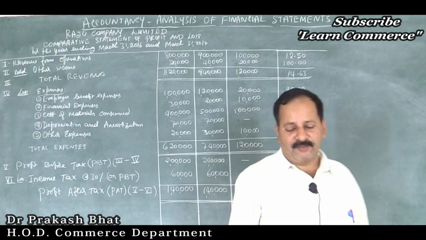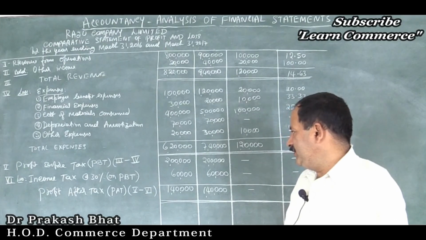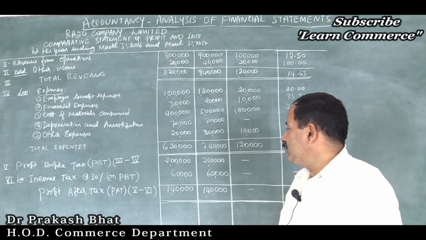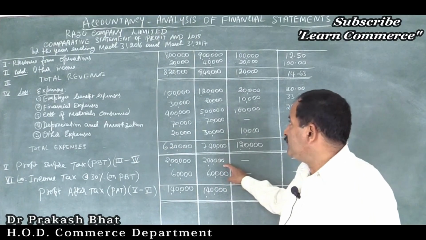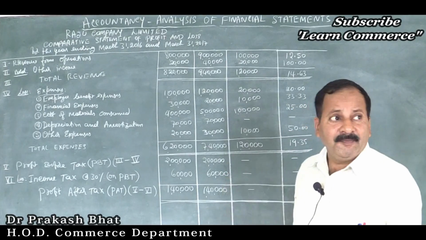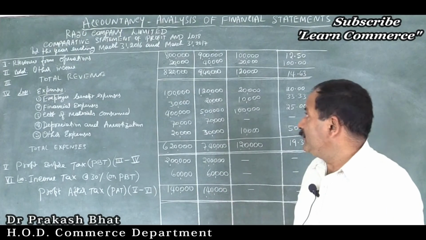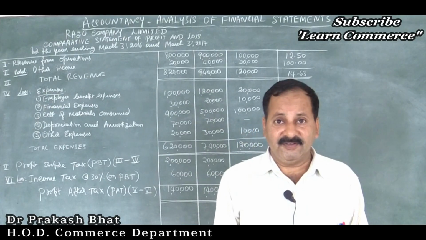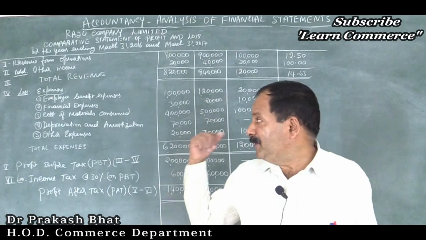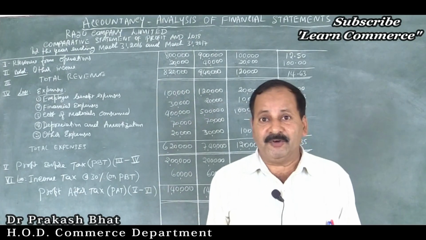Your problem is solved, friends. And this is how you have to calculate how much is the profit, how much is the loss, isn't it? So here you got profit before tax 2 lakh and you have deducted income tax at the rate of 30%, so this is the profit after tax. So take assignment, solve the same problem, that is Raju Company Limited, and submit assignment on time.